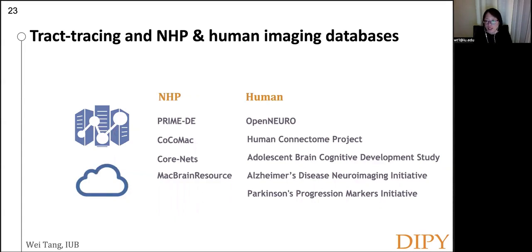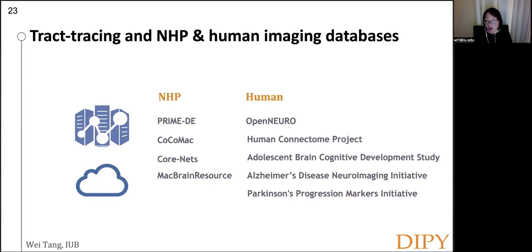We are now in an exciting era where massive amounts of multimodal data are becoming publicly available. Many of the human imaging databases are already well known and well utilized, such as OpenNeuro and the Human Connectome Project. I especially want to point out some of the fast developing non-human primate resources. PRIME-DE hosts monkey imaging data, including structural, functional, and diffusion for both task and resting states. It is now growing very fast.